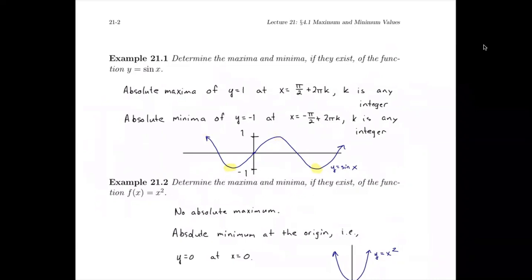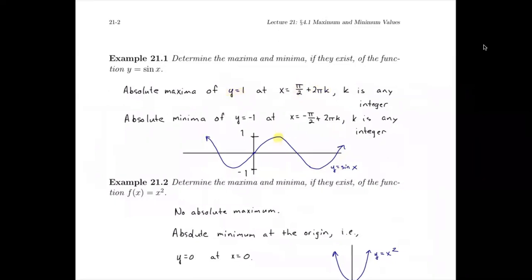The absolute maxima of this function are y values that are 1. It's the largest this function ever attains, and it's absolute because the function's never larger than that. This is the largest value the function ever attains, even though it does it infinitely many times. Well, this happens at x equals pi over 2, and then it happens for every 2 pi k lengths away from there. So I add 2 pi k, where k is any integer, to this.